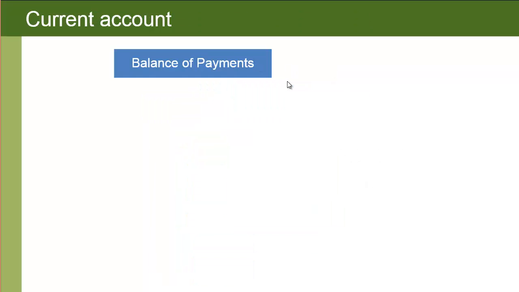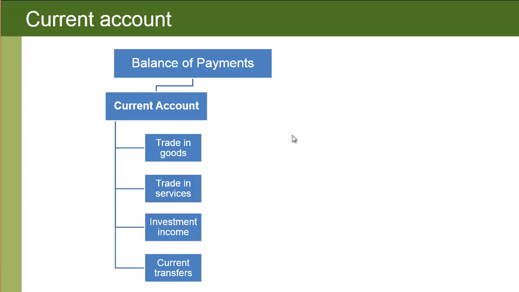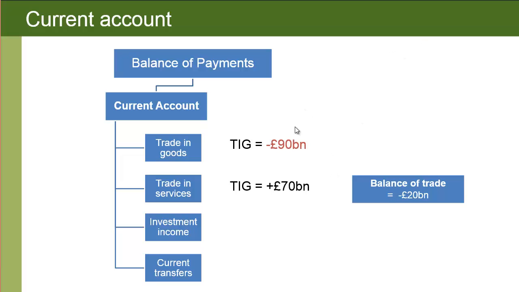So let's pull this together. The balance of payments is two components. The current account is made up of four sections. Now let's just make up some numbers here. Our trade in goods, this says there's a deficit of minus 90 billion. Trade in services, well, here we're in surplus. We've sold more services overseas than we bought from overseas. Now if we add those two numbers together, we get the balance of trade. That's running a deficit of minus 20 billion.